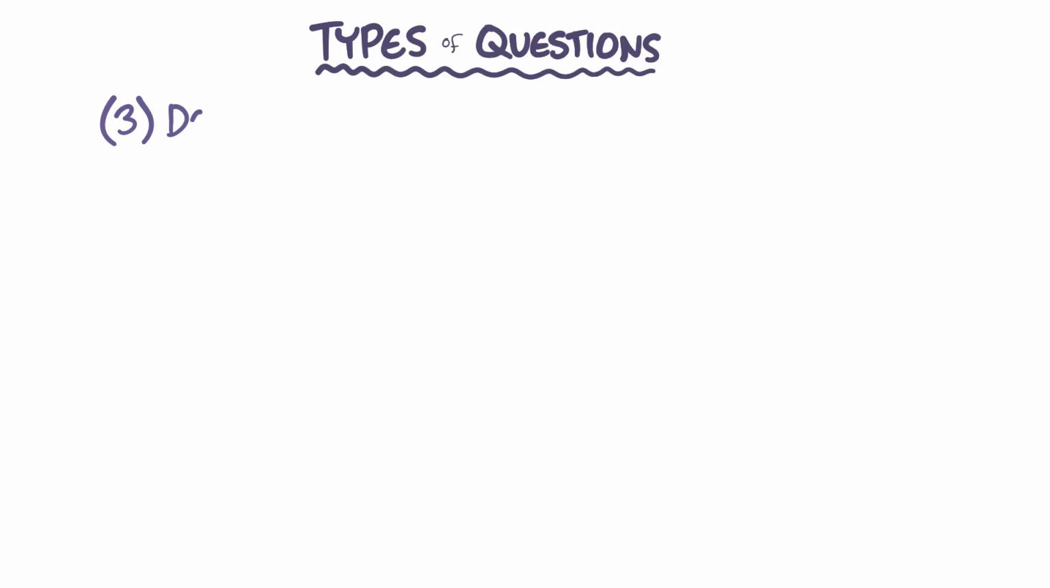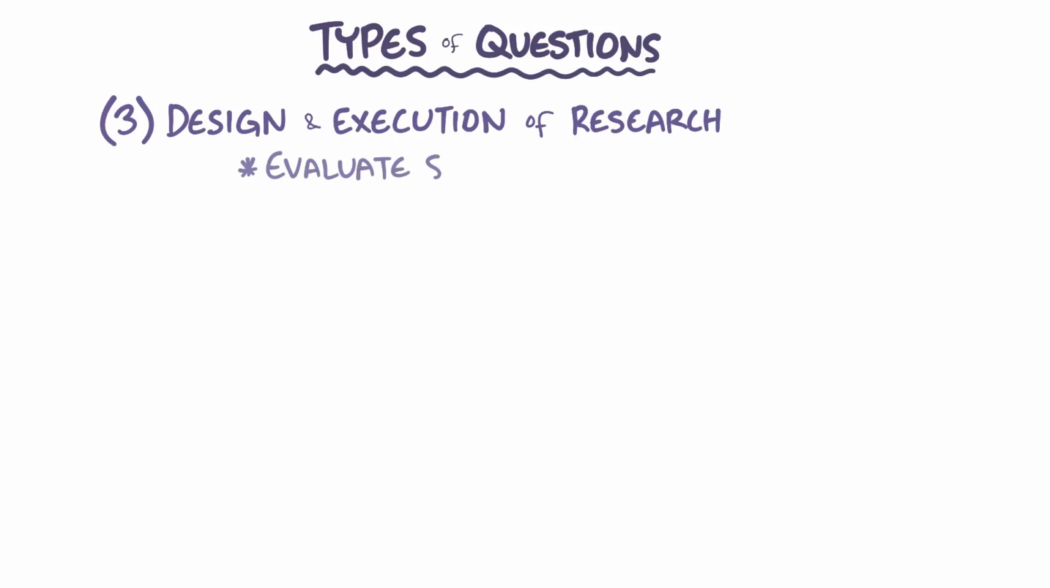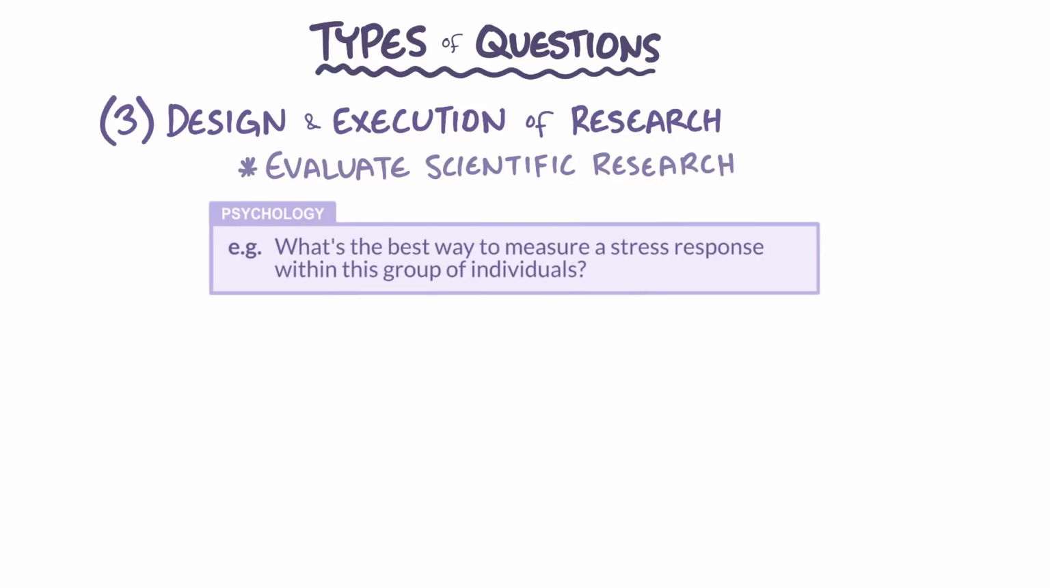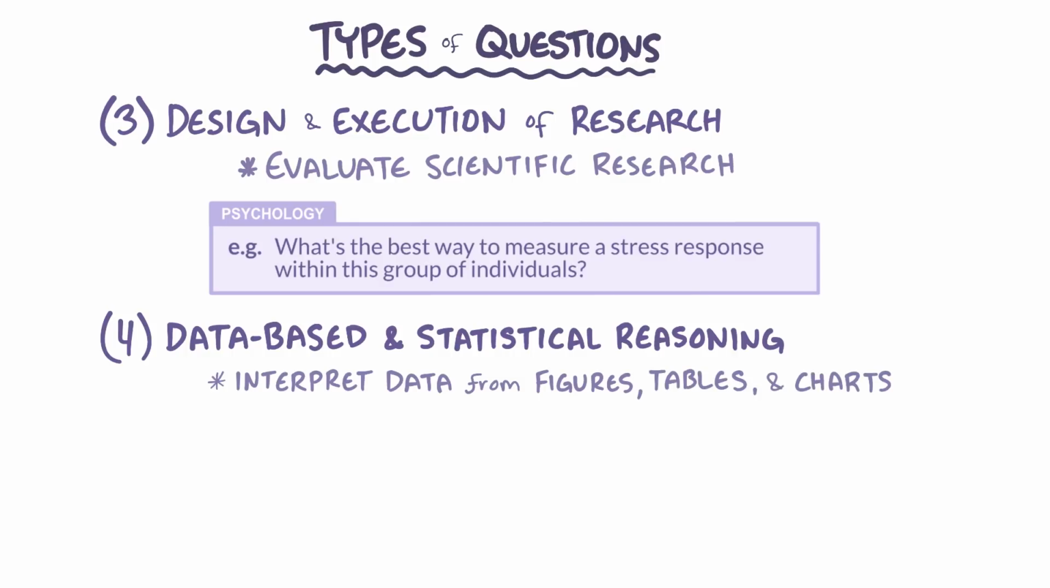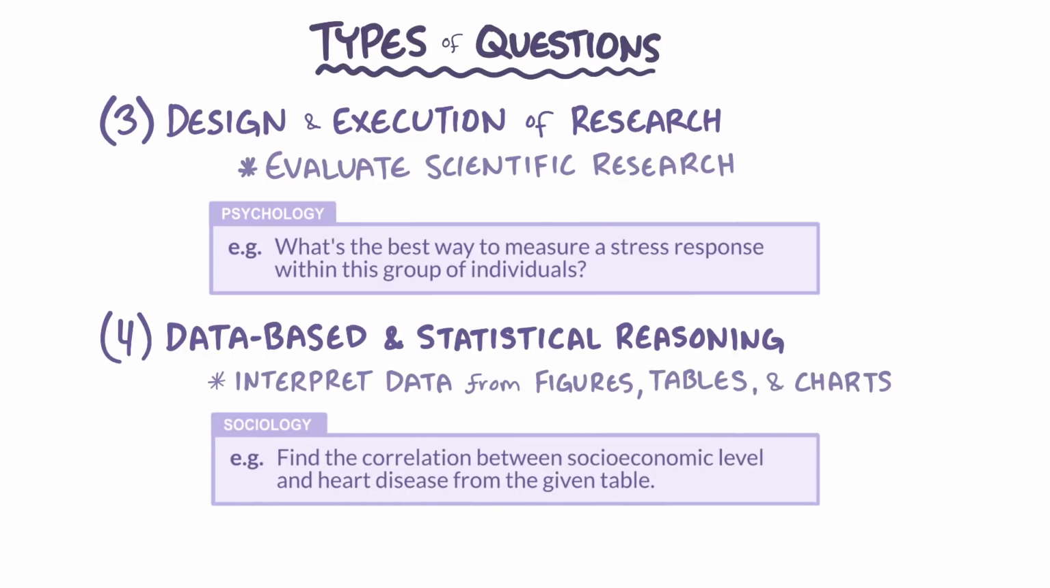The third type of question is a design and execution of research question, which might ask you to evaluate scientific research. A psychology question might ask you to choose the best way to measure a stress response within a certain group of individuals. And finally, the fourth type of question is a data-based and statistical reasoning question, which might ask you to interpret data from figures, tables, or charts. A sociology question might ask you to find the correlation between socioeconomic level and heart disease from a table of data.